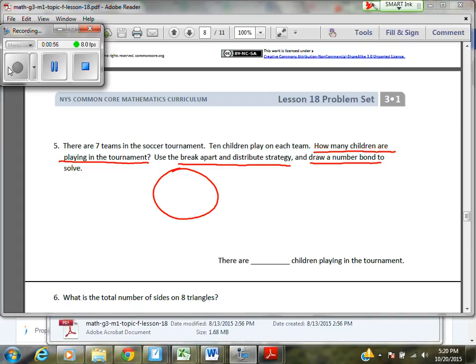When we draw a number bond here, what information do we know? I started to strategize a little bit, but I need to go back and analyze what it is that I know. I know that there are 7 teams in the soccer tournament. I know that 10 children play on each team. What I don't know is how many children play all together, but I know that if I have 7 teams and 10 play on each, I can find it by multiplying 7 times 10. This is like adding 7, 10 times.